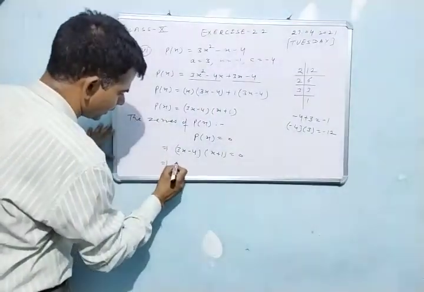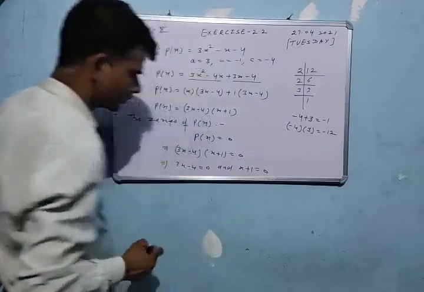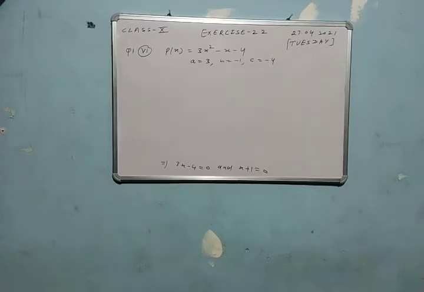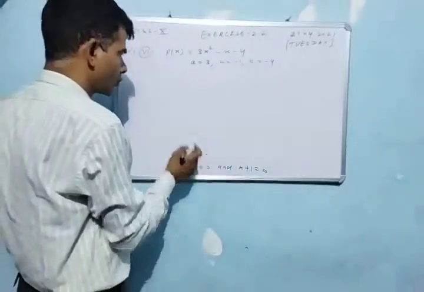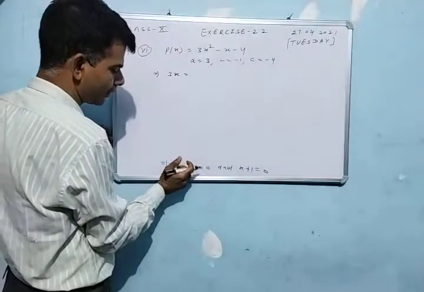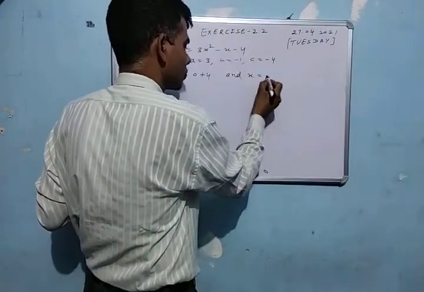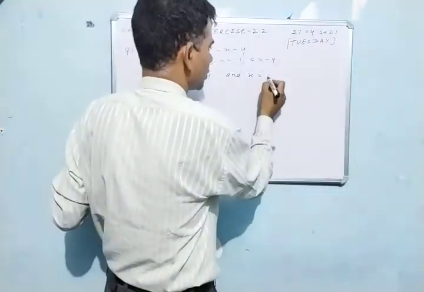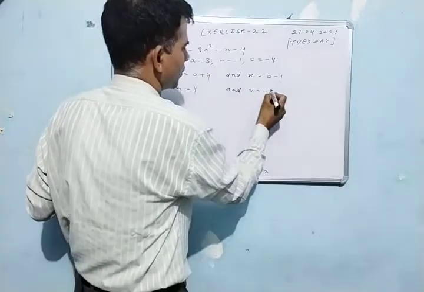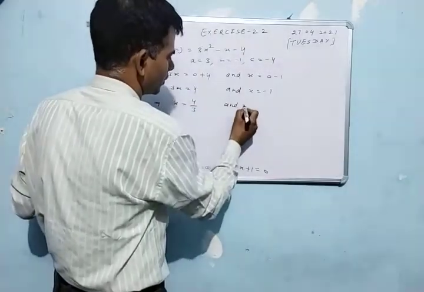Now student, 3x -4 equal to 0 and x plus 1 equal to 0. Student, note down it. Now students, 3x -4 is equal to 0. That is 3x is equal to 0. We will transfer -4 from left hand side to right hand side. That is 0 plus 4. And x plus 1 is equal to 0. So x is equal to 0 minus 1. Now student, 3x is equal to 4 and x is equal to -1. So x is equal to 4 by 3 and x is equal to -1.